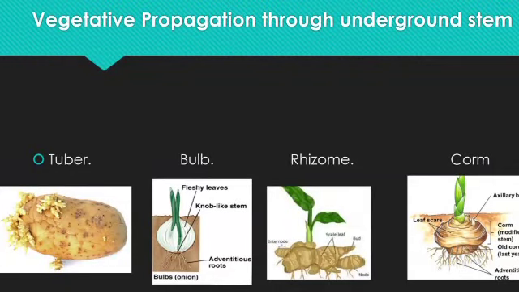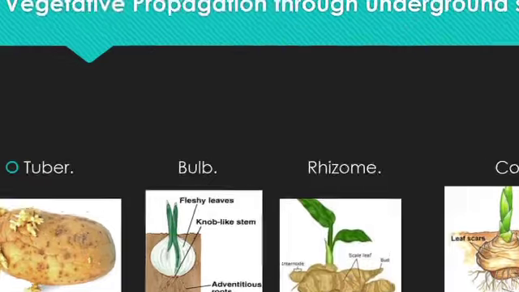Hello everyone. We'll continue with our chapter that is reproduction in plants. We'll start with the topic that is vegetative propagation through underground stem. So the stems which grow under the ground. There are 4 types under this. Let us discuss one by one.